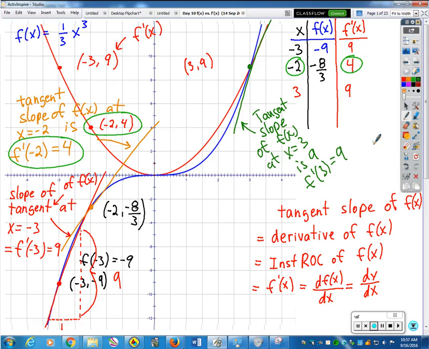Pause for questions. So, whenever you have the f prime, is it always positive? Oh, in this case it is, but it's not always. So how do you know if it's not? Really good question.